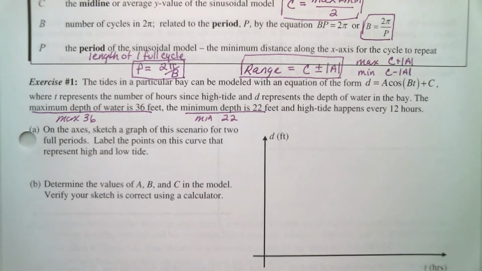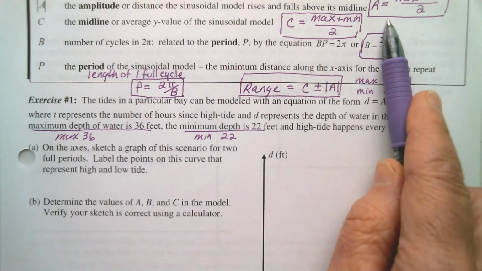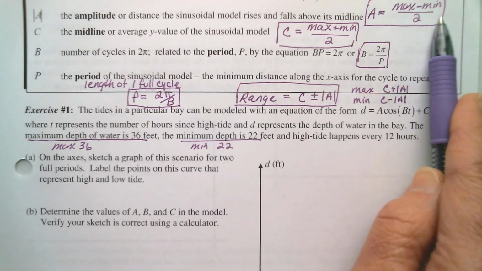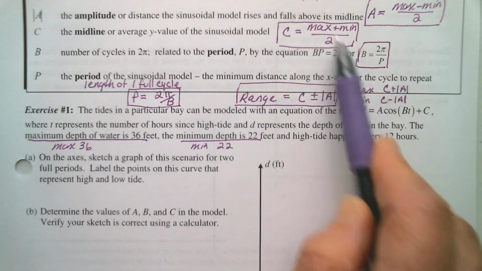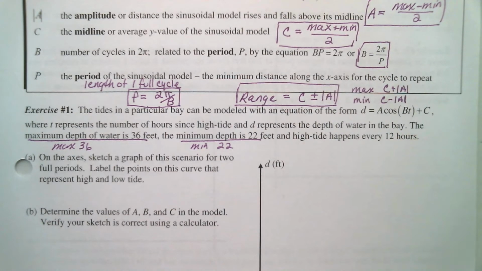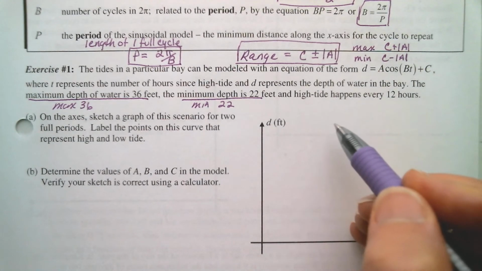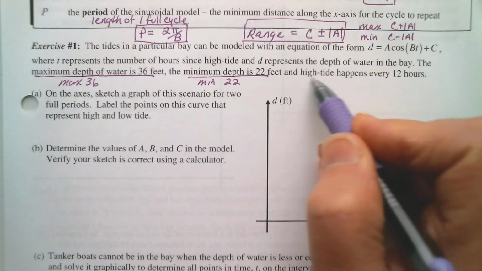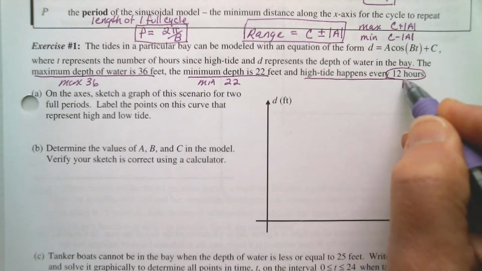So right there, given those two values, we can figure out what A is, because A is going to be max minus the min divided by 2. And we can figure out what C is, max plus min divided by 2. High tide happens every 12 hours. This 12 hours is the period.